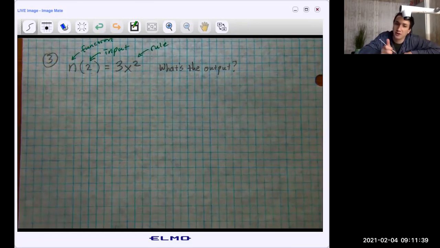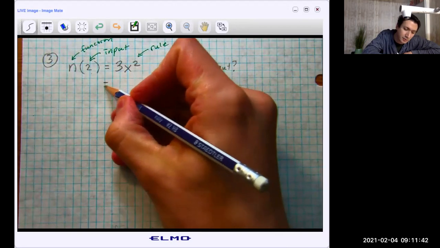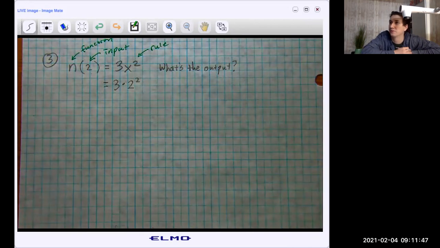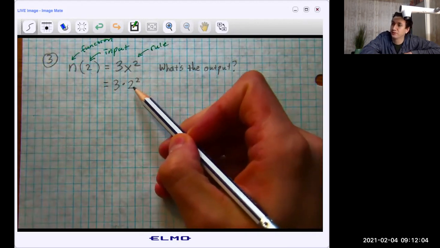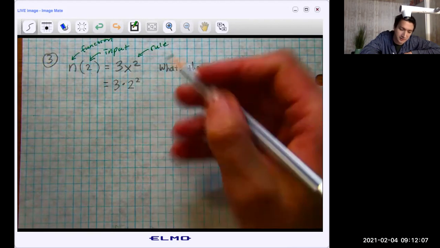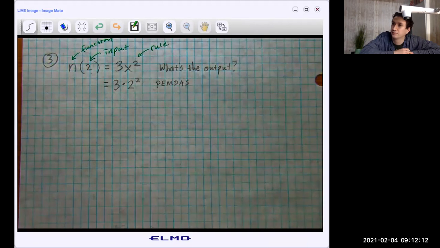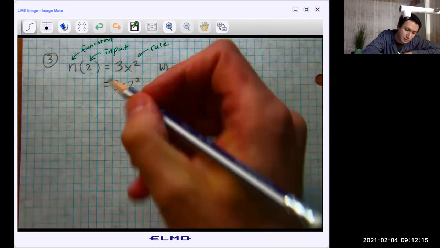So if I wanted to show my work, I might show it like this. We're plugging the 2 in for the x. It's not going to be 36, because you have to do 2 squared first. Order of operations, PEMDAS. Yeah, 12.